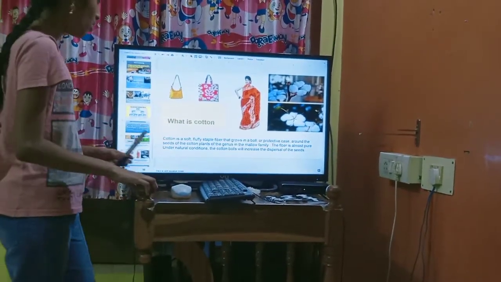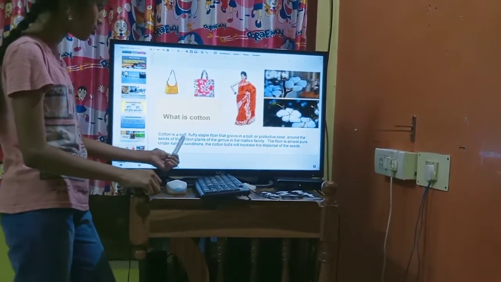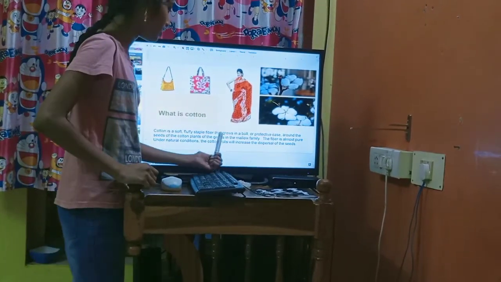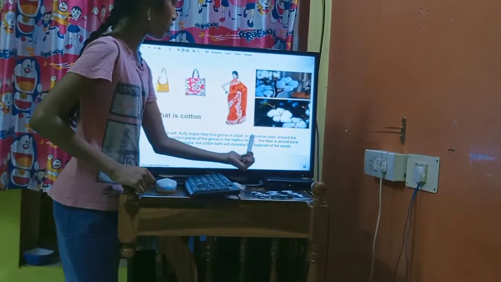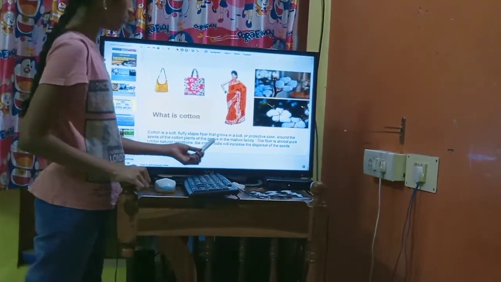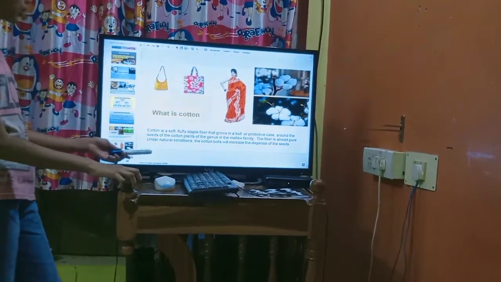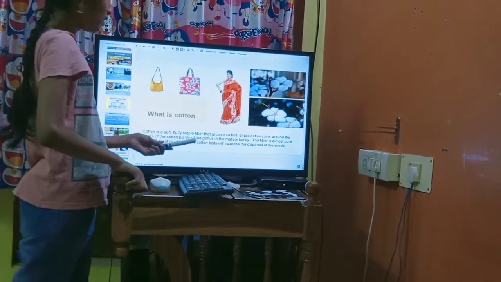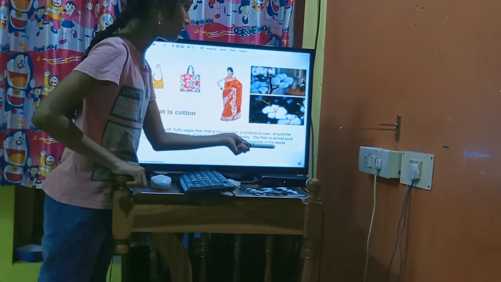What is cotton? Cotton is a soft, fluffy staple fiber that grows in a boll, or protective case, around the seeds. The cotton plant is a genus in the mallow family. The fiber is almost pure cellulose. Under natural conditions, the cotton bolls increase the dispersal of the seeds.